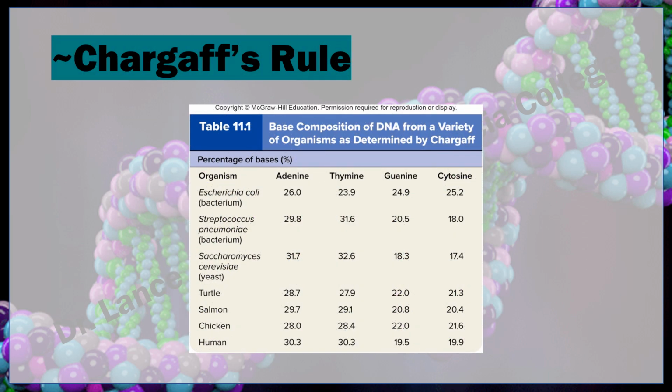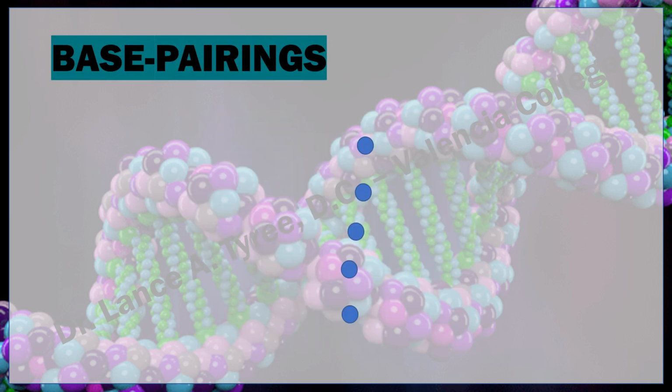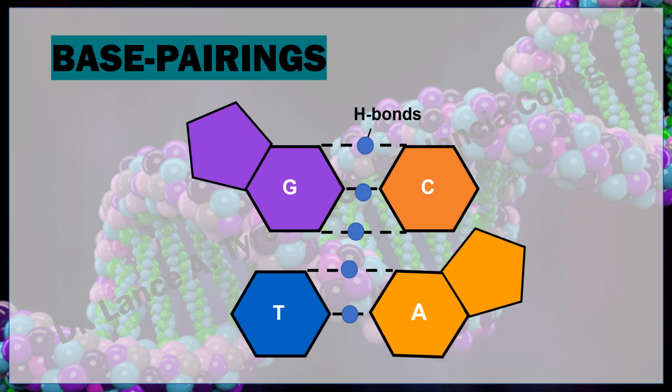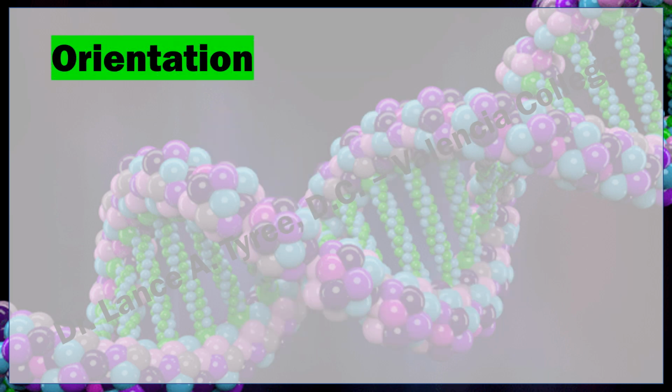These are just base compositions of DNA for a variety of organisms. With those base pairings, it's also important to know they're base paired with hydrogen bonds. G and C have 3 hydrogen bonds, and T and A contain 2 hydrogen bonds. So here we go with that orientation.